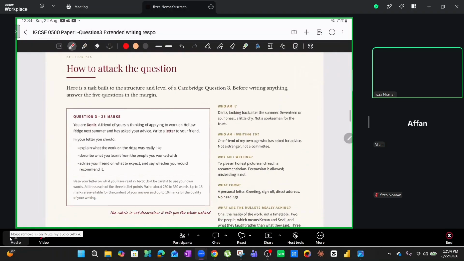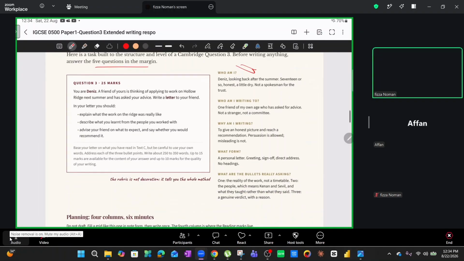Here's a task built to the structure and level of an actual question that you will get in the exam paper, or ones that you will come across in the past papers. But before we write anything, we are supposed to answer the five questions in this margin. You are Denise.